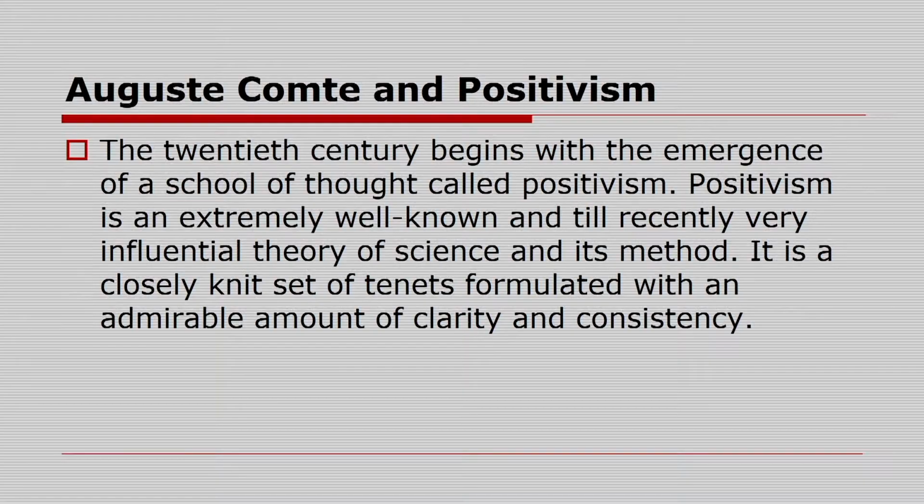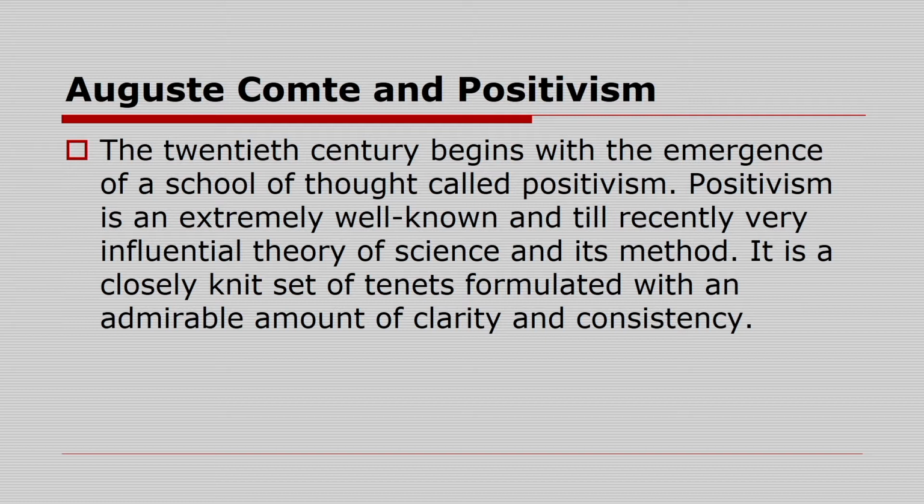Of course, there are certain arguments that people very often make, that Auguste Comte cannot be considered the father or founder of sociology. But I also respect those arguments, no doubt about it. For the time being, we'll go ahead with Auguste Comte's reflection on positivism and how he came to this stage of positivism. The 20th century begins with the emergence of a school of thought called positivism. Positivism is an extremely well-known and, till recently, very influential theory of science and its method. It is a closely knit set of tenets formulated with an admirable amount of consistency and clarity.